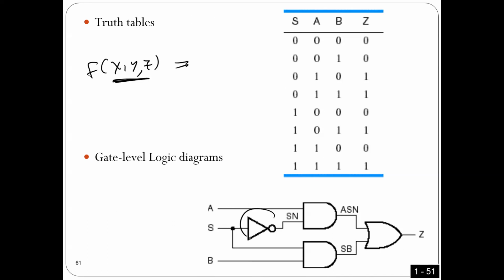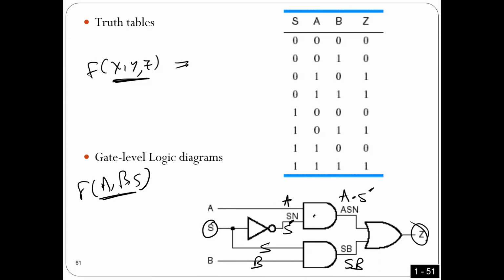And in this function, I'm going to use inverters. I'm going to use AND, I'm going to use OR, and so on. So you can see here, we have an input I'm calling S. So this one is S prime. This is A, so this one is A and S prime. This one is S and this one is B, so this one is S and B. So Z, which is actually F of A, B, and S. I have 3 inputs here. So the output of this function is A and S prime or S and B.